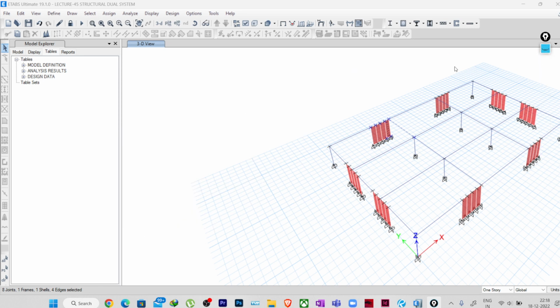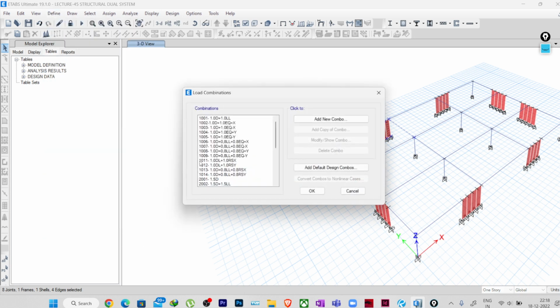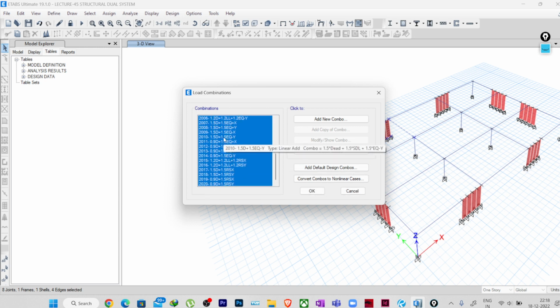Previously we have defined the service load combinations, similarly I have defined the design load combinations also with 2000 series. This 1000 series, just for our understanding, we kept for serviceability, and 2000 series we have kept for the basic design combinations. So you can see these are the basic design combinations we have created, right? Now the same set with increased load factors. So how can we do that?